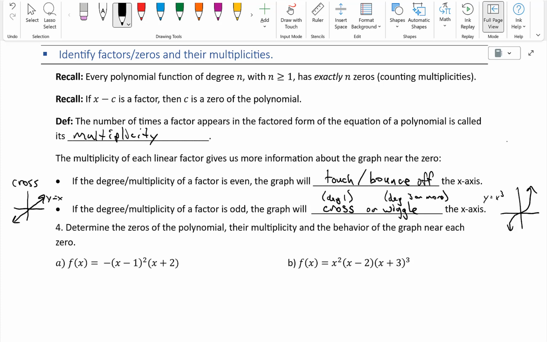And for the touch or bounce, again, we're thinking about y equals x squared. So that was a cross. This is our wiggle. And this would be our, I usually call it a touch, but you'll see bounce if you look it up sometimes too. But we just touch the x-axis and then bounce off. So we're going up again.